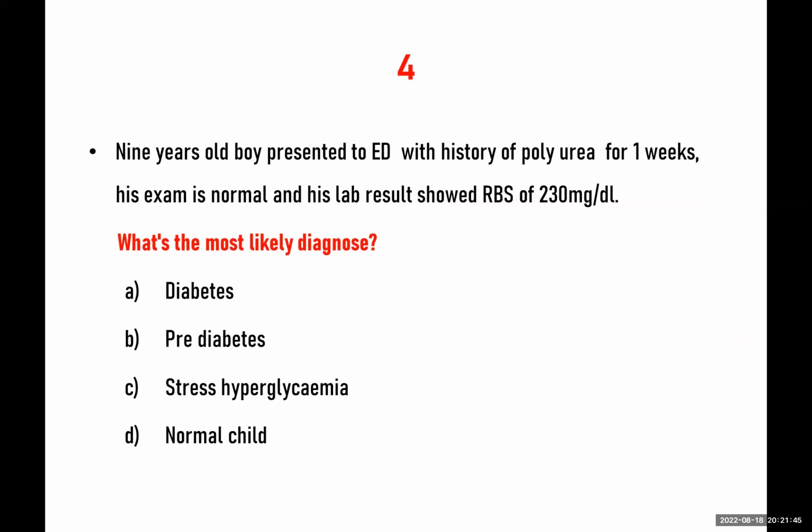This is a 9-year-old boy presenting to the emergency department with a history of polyuria for 1 week. His exam showed a normal child and his lab results showed an RBS of 230. What is the most likely diagnosis? Is the child having diabetes, pre-diabetes, stress hyperglycemia, or are we dealing with a normal child?